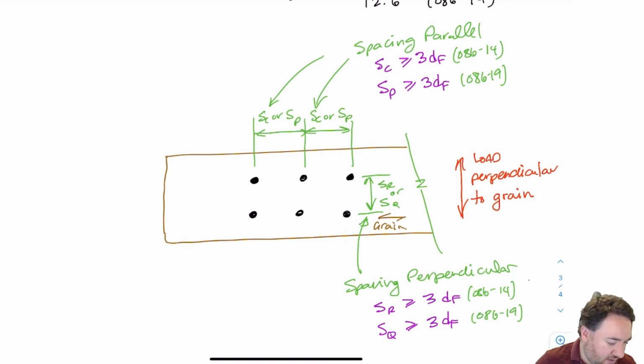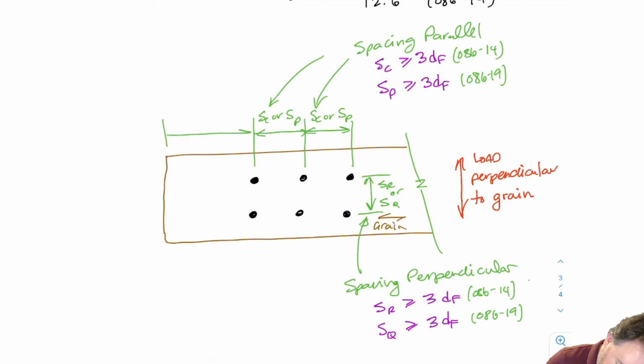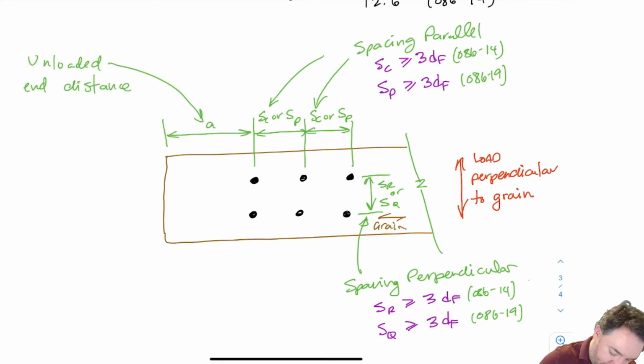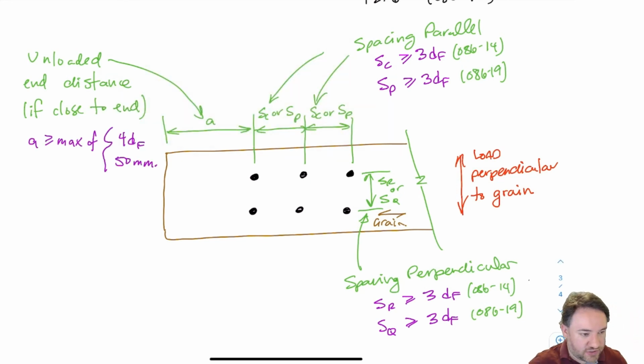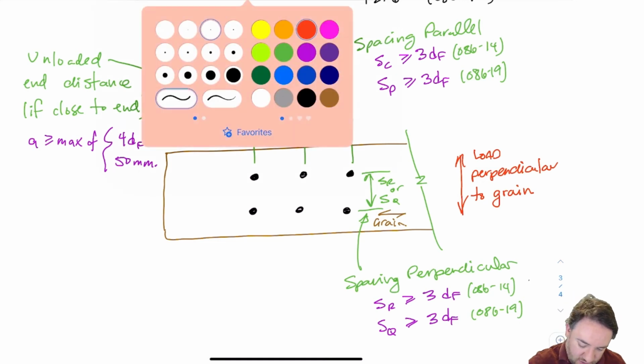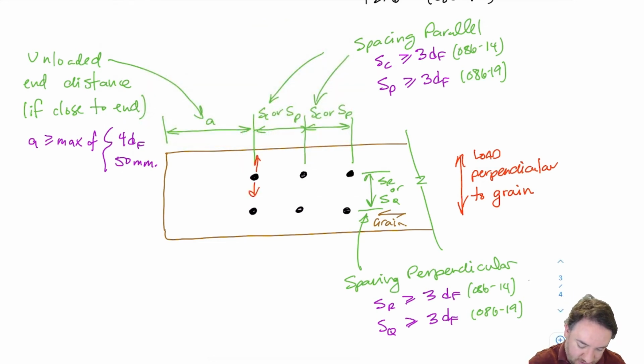Then we have our end distance. So this is always an unloaded end distance because the bolts want to go either down like this or up like this in these cases. So they're not going towards the end of the member.